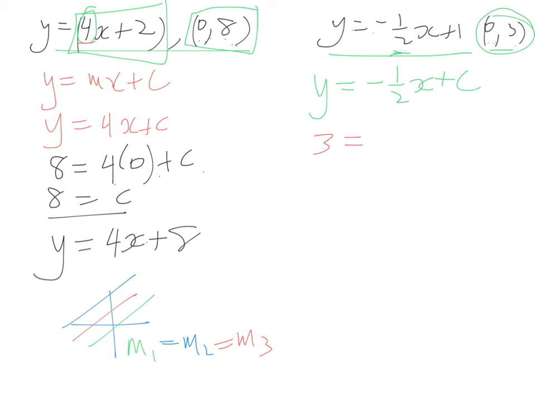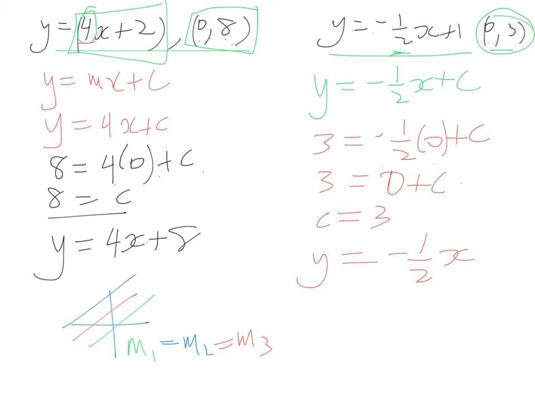Instead of x we're going to write 0, and instead of y we're going to write 3. So we're going to say 3 equals negative 1 over 2 times 0, plus c. Negative a half times 0 is still 0. So 0 plus c, so c equals 3, so y equals negative 1 over 2 x plus 3. Once again, hopefully you should have seen that it will be 3 because it's going through (0, 3). That's just your y-intercept there.